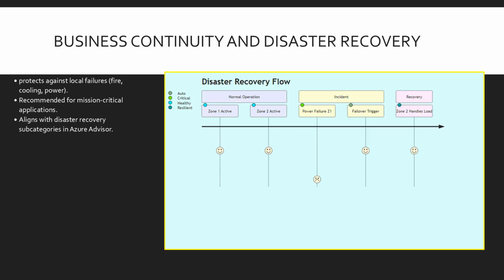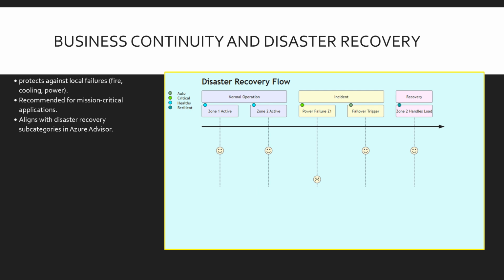Availability zones are a cornerstone of business continuity and disaster recovery strategies. By designing your architecture to utilize zones, you protect against local failures such as fire, cooling loss, or power outages. This level of resilience is highly recommended for mission-critical applications where downtime is not an option. In fact, Azure Advisor categorizes recommendations regarding availability zones under disaster recovery and high availability, highlighting their role in maintaining business operations during disruptions. This journey map visualizes the disaster recovery process.